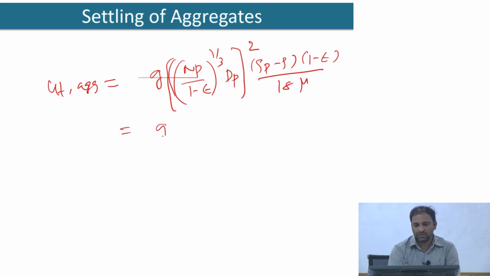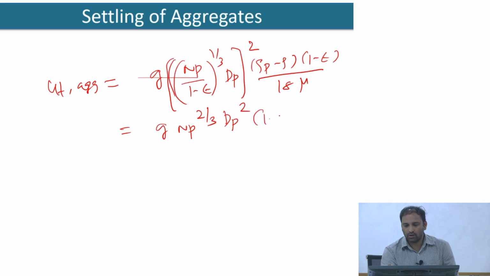So, therefore, this goes as g into np to the power of 2/3, and I have dp square, and there is 1 minus epsilon, and that is to the power of minus 2/3 plus 1, because that is in the denominator, and there is a 1/3 power here and there is 2 here.